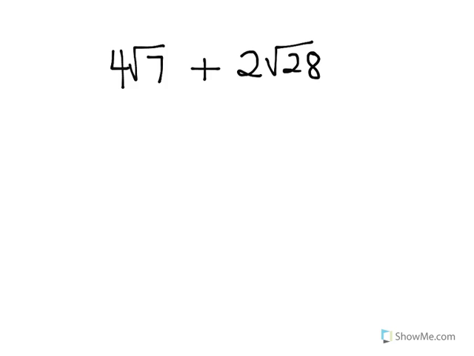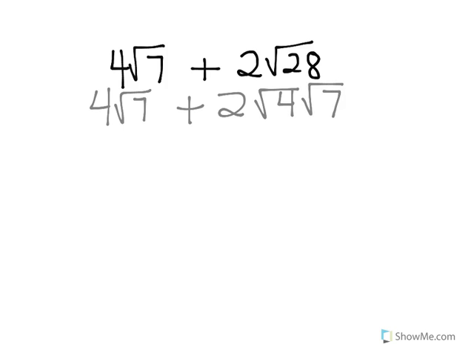So let's go ahead and rewrite 2 radical 28 as 2 times radical 4 times radical 7. And what we see happening now is we're going to end up having a like radical, which is radical 7. So let's finish simplifying our second term, the 2 radical 28. As we see, 2 times radical 4, well, square root of 4 is 2.